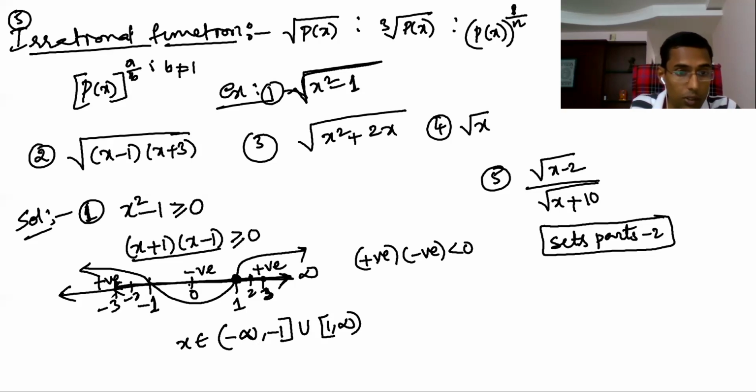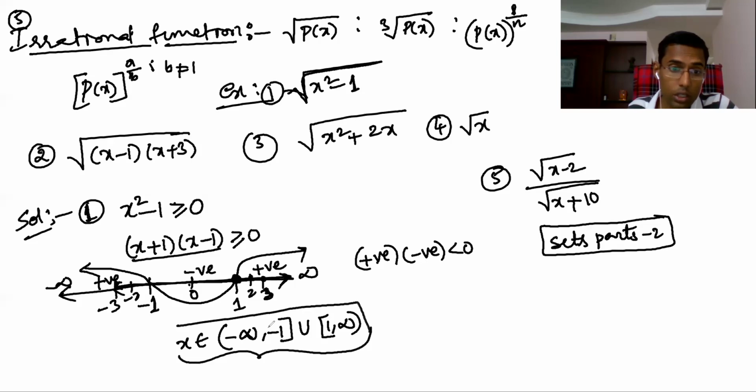So what is this interval? Here you can take all the real numbers from minus infinity to minus 1, and also from 1 to infinity, all the real numbers will satisfy this inequality. Therefore the solution is this, which means x values can be this. So x values means domain. The domain is this.